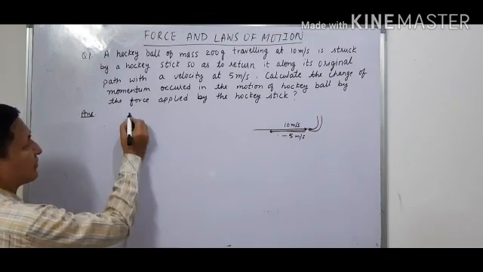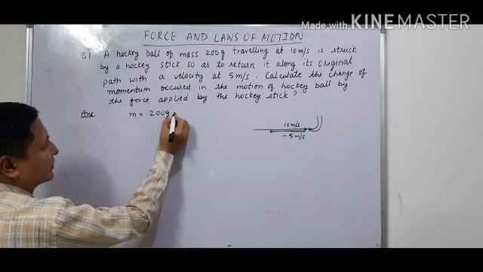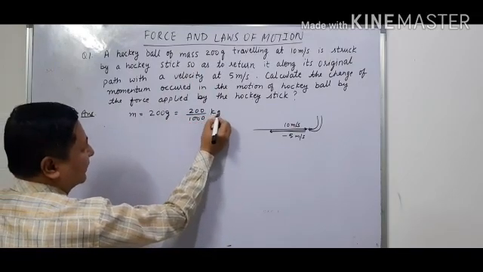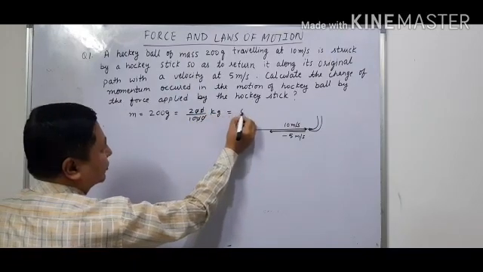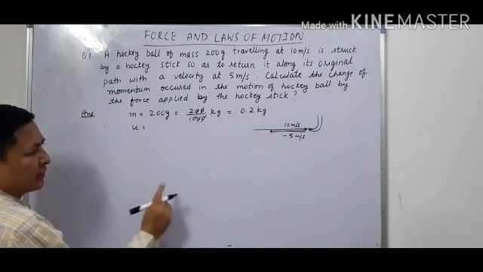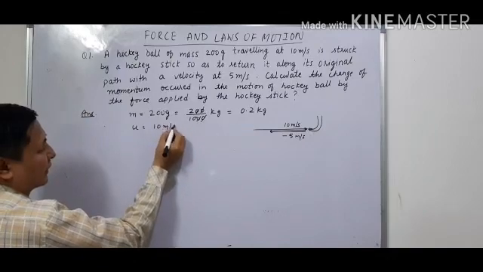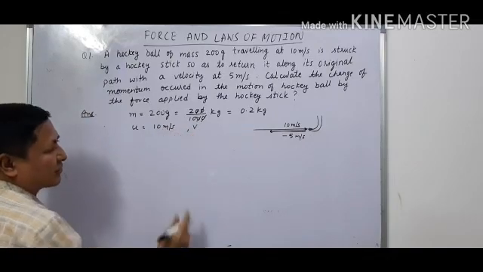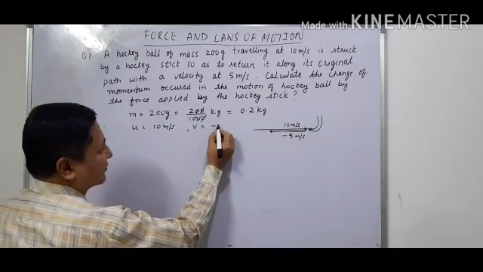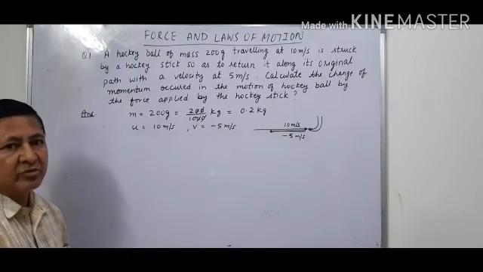So in this question it is given m, that is the mass, which is 200 gram, that has to be converted into kg. We'll divide by 1000 to convert into kg, so that will make it 0.2 kg. Now initial velocity, as you can see, is 10 meter per second, and the final velocity v after striking the hockey stick is -5 meter per second, because it is in the direction opposite to the motion of the ball which was moving earlier.